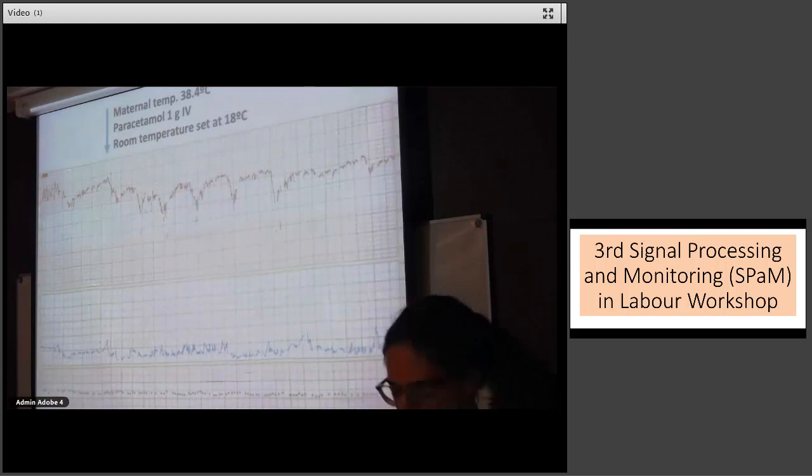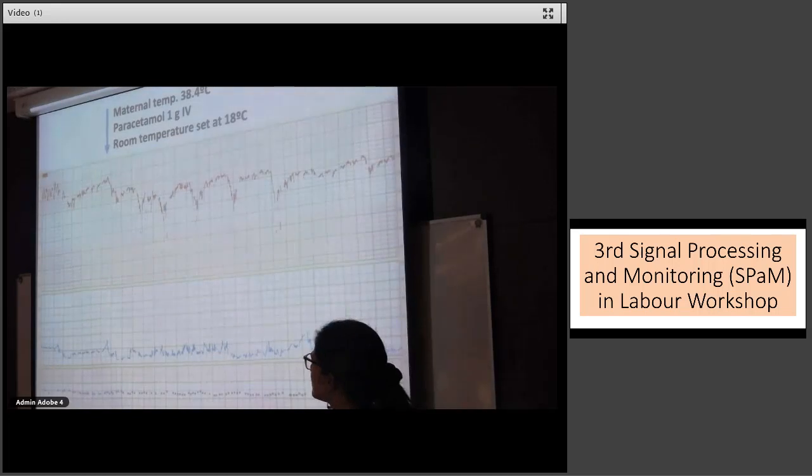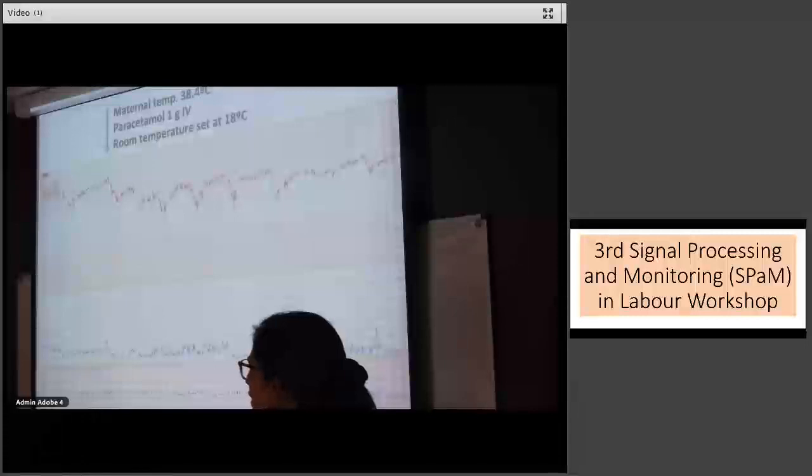The lady was on epidural, and you get a lot of hyperthermia on epidural. Sometimes it's not related to infection, and Austin was making the point that it's risky anyway. But with epidural, you lose the control of the thermoregulatory center. So if you lower the room temperature and you give paracetamol, many times you'll get a normalization of the baseline, and I think that was done here.